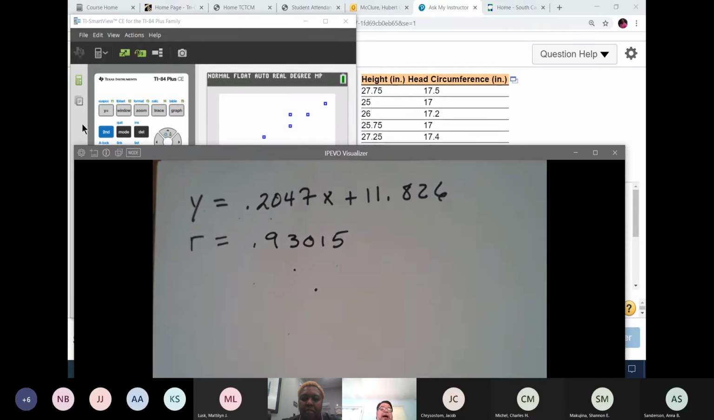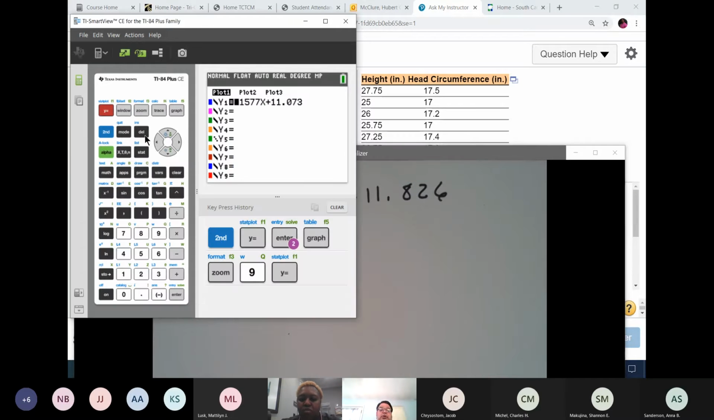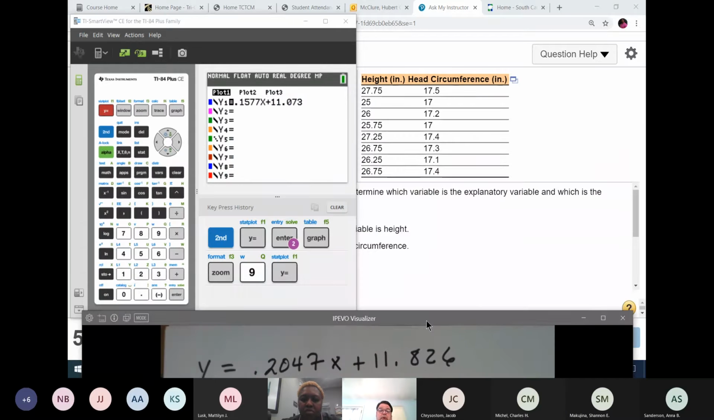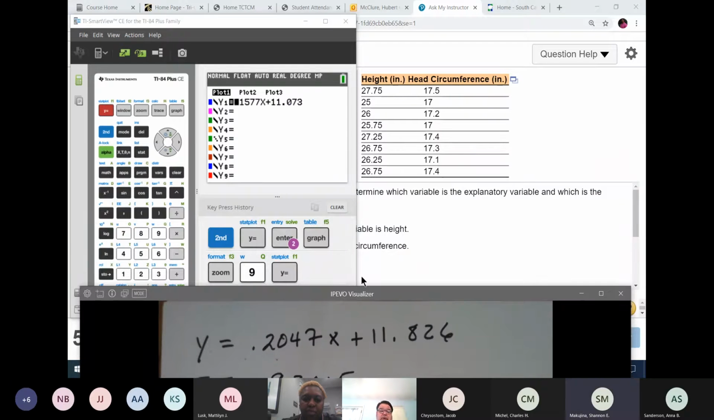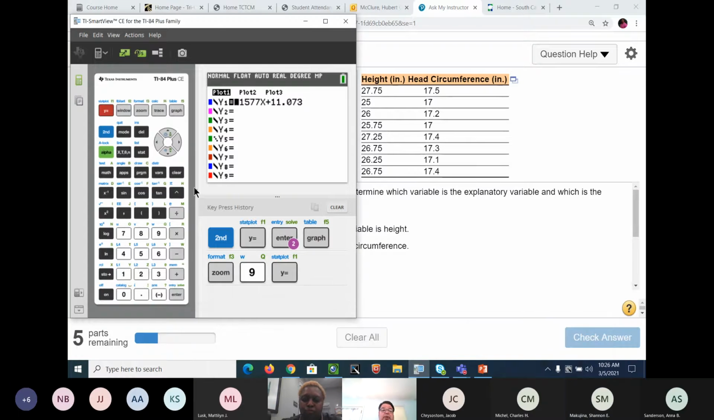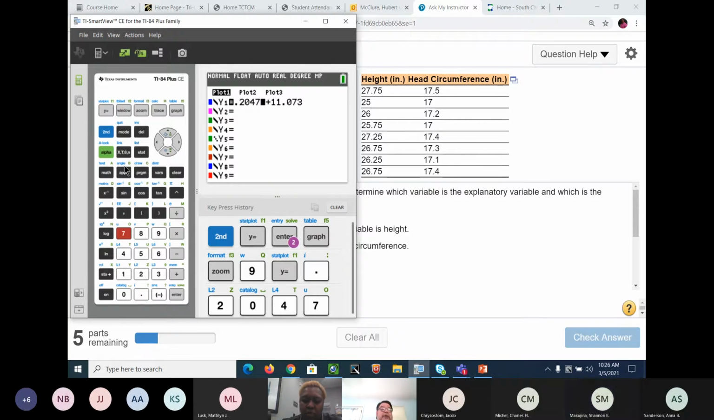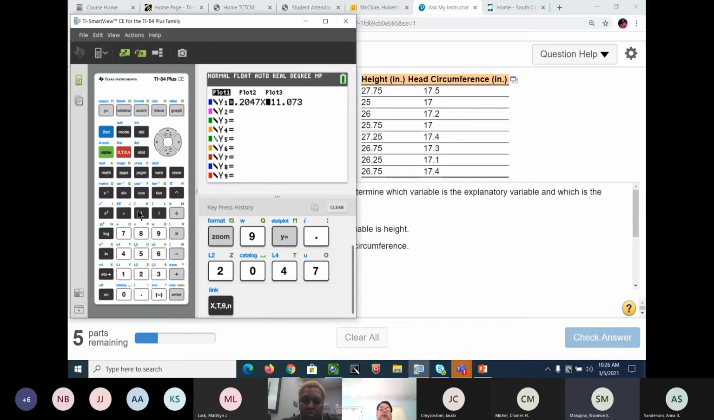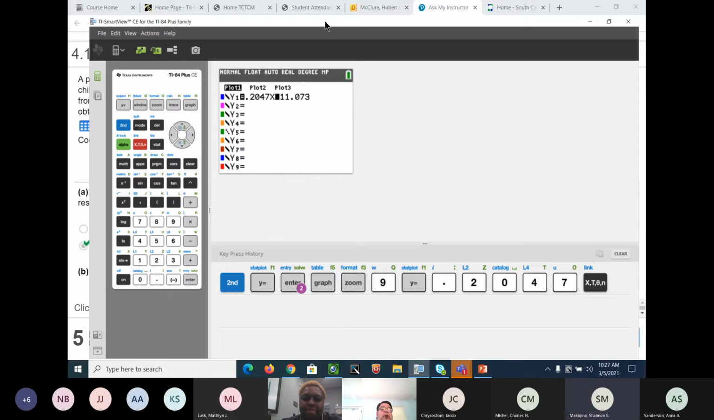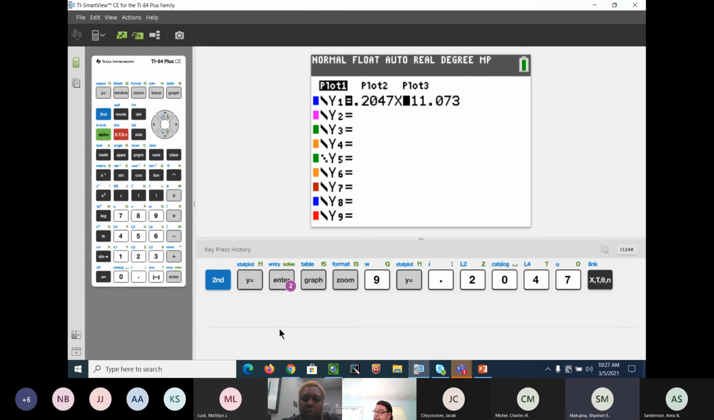So you hit Y equals, and then you type that in. Hold on, let me move this over. Type in 0.2047 X. Here is the X key. That key right there is the X key. Make it bigger. I got it. Right here. Plus 11.826.